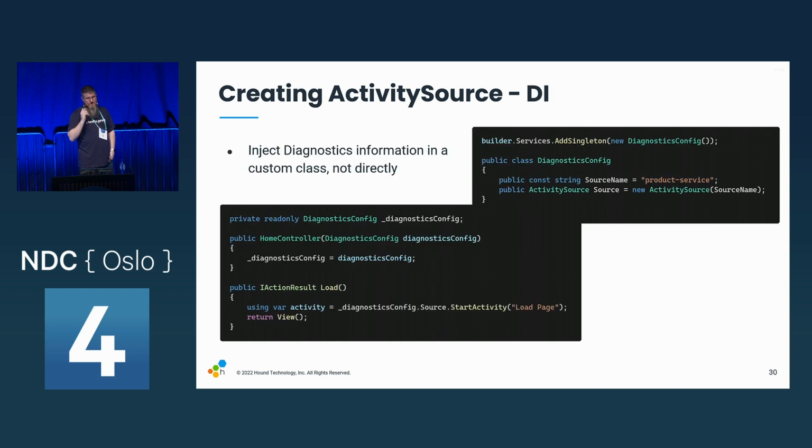Now, the other way of doing it is using dependency injection. So you can develop a class. Now, it's important that you don't try and inject activity source into your class. Always create yourself a custom class that has your activity source in it. You don't necessarily need more than one activity source. If you want to, then great. But you don't need more than one activity source. You just need one in your application with a name. If you do that, then obviously you can inject that into your classes.